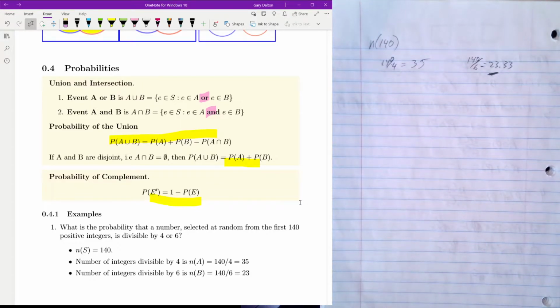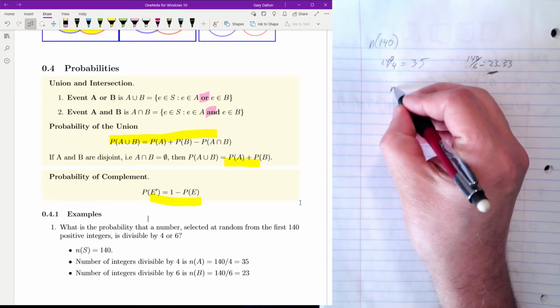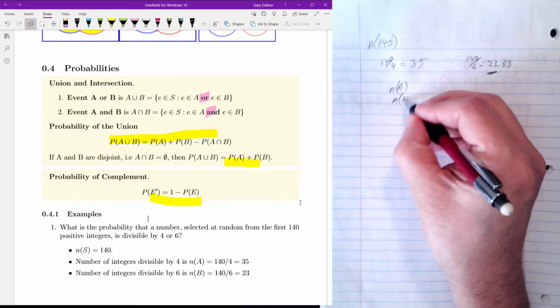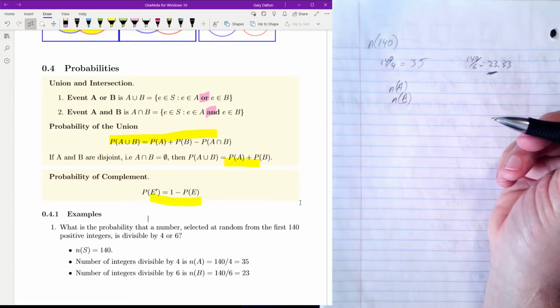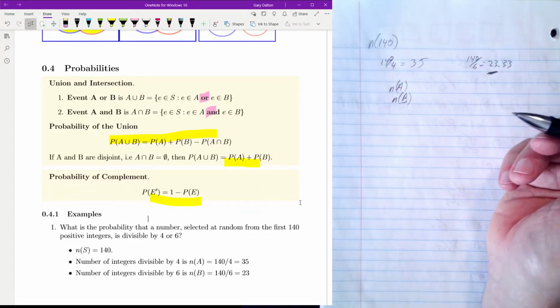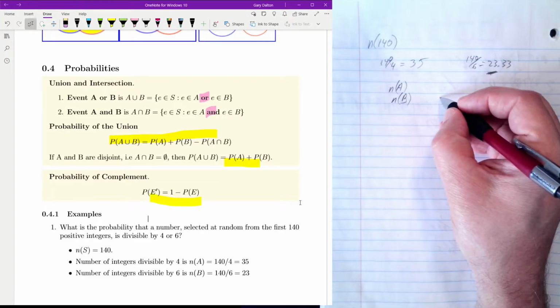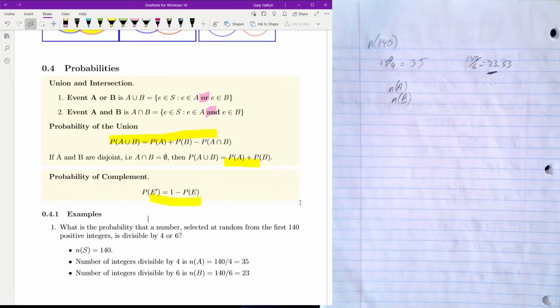So now we have n of A, n of B, and what we're interested in is the union. So what we need to know is the intersection. So how many integers are divisible by both?